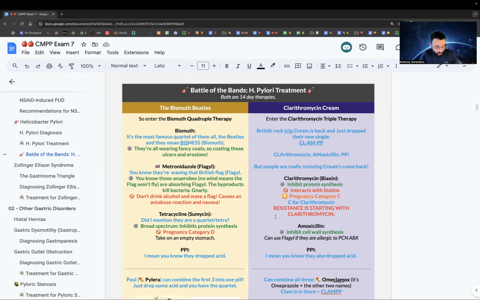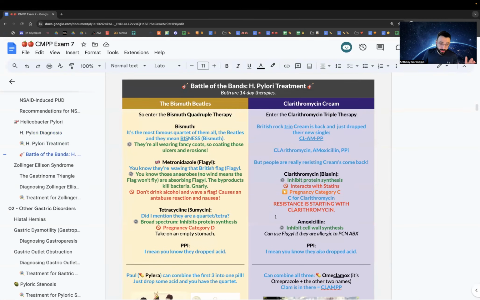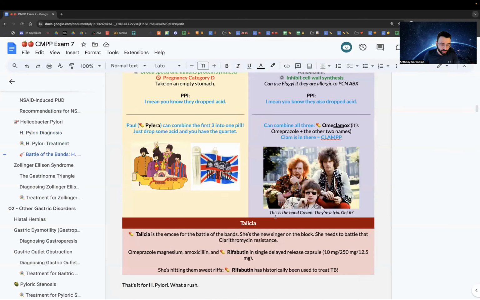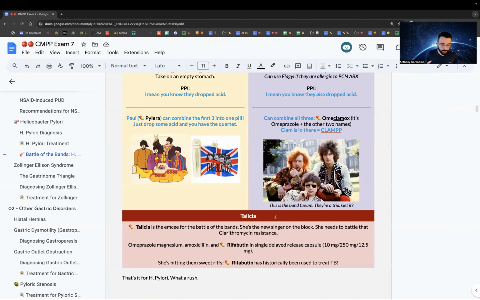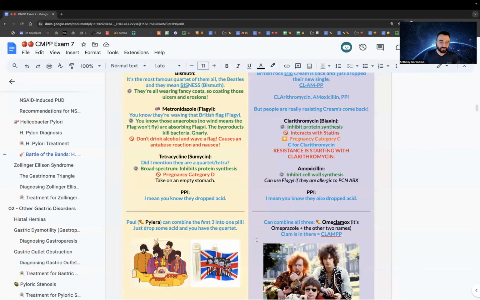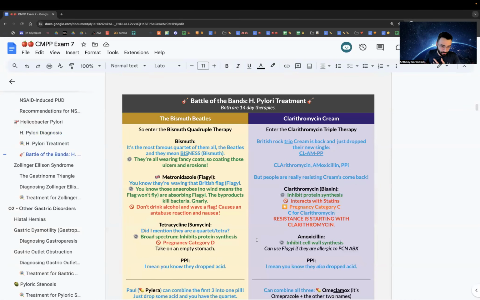Okay, so real quick, there's two major avenues we can go. We can do the bismuth quadruple therapy, or we can do the clarithromycin triple therapy, or there's like this kind of new school Talicia, which we'll talk about in a second as well. Okay, let's talk about bismuth.